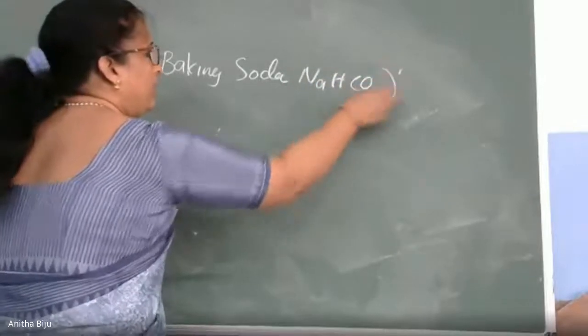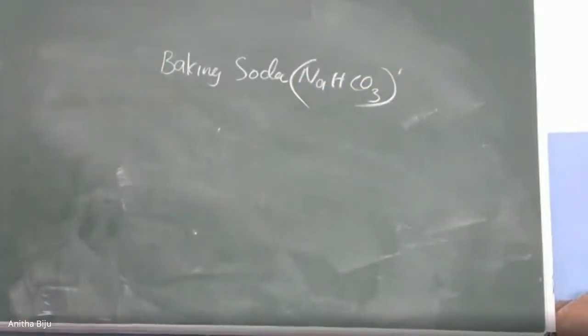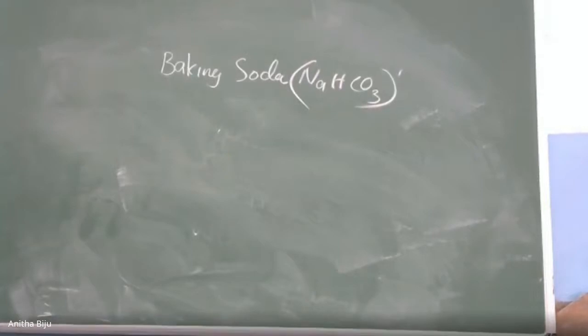NaHCO3. Chemical name you have to write: sodium hydrogen carbonate, or it is also known under the name sodium bicarbonate. Both are correct. Okay. First of all, method of preparation. When I say method of preparation, I will say only one sentence, and that one sentence includes three equations. Chemical reaction. So that is why it is important.